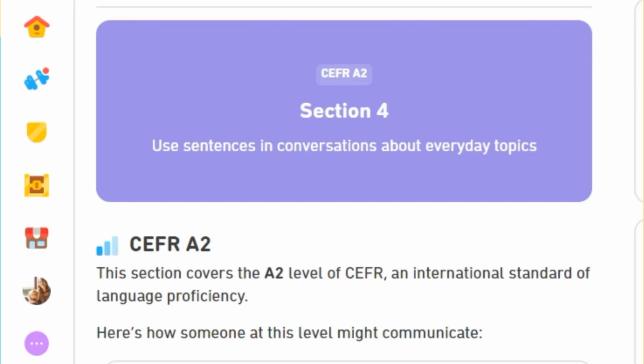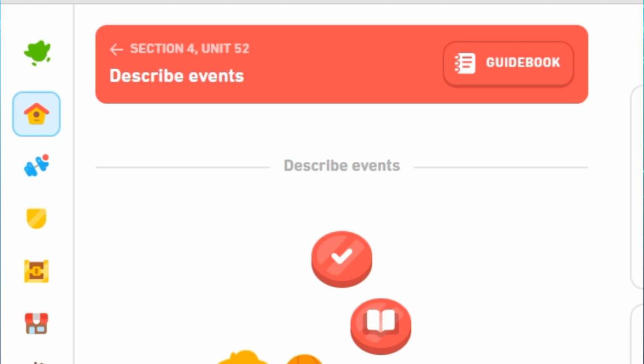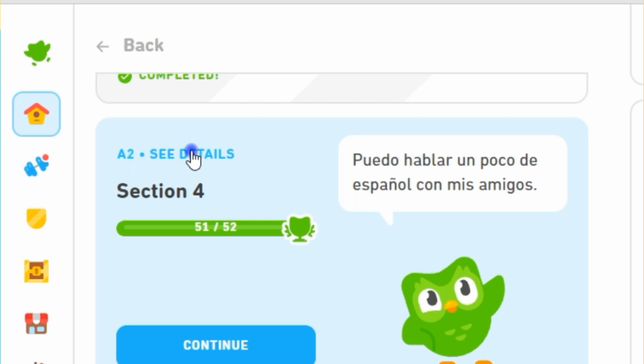A1, A2, B1, B2, what are these? Well, they refer to the Common European Framework of Reference for Languages. This is an international standard of languages, and it is used by Duolingo to say what level the sections of their course are. Sections 1, 2 and 3 are A1 level, and you can see it if you press this section button. You can see that at the top it will say A1, A2, B1, B2.